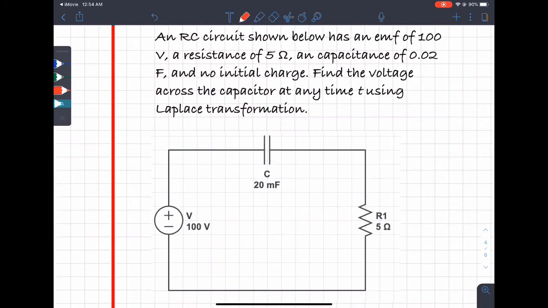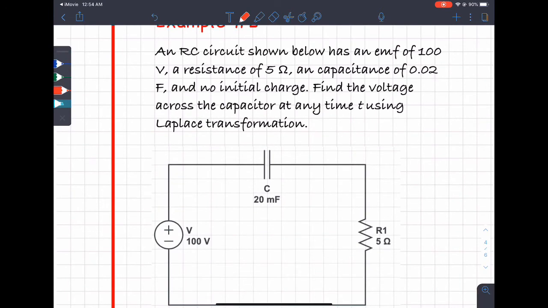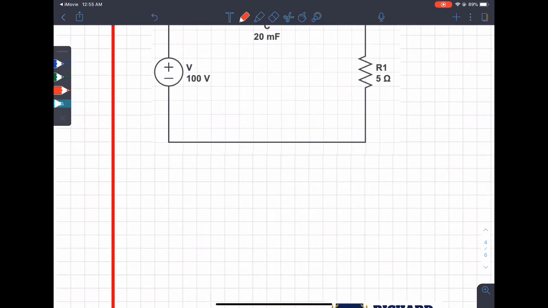So let's have another example. This time around, it would be an RC circuit, and we are to find the voltage across the capacitor at any instant of time. Given that the voltage source is 100 volts, the resistance is 5 ohms, and we have a capacitance of 0.02 farad, or 20 millifarad. And again, initially there is no charge on the circuit.